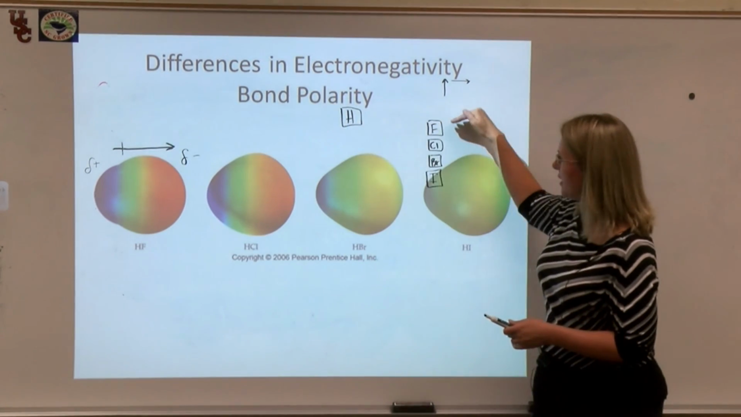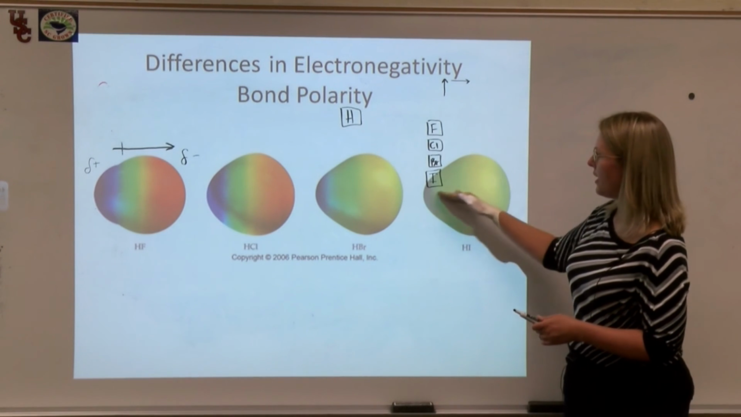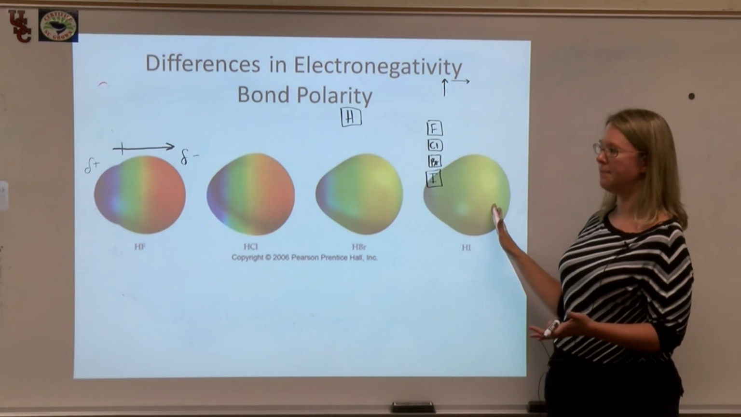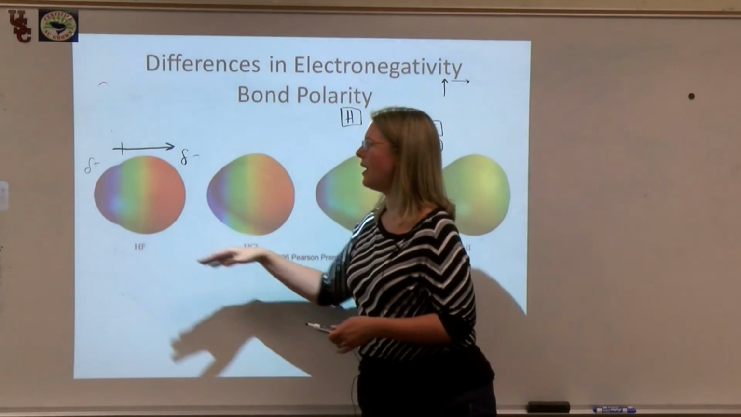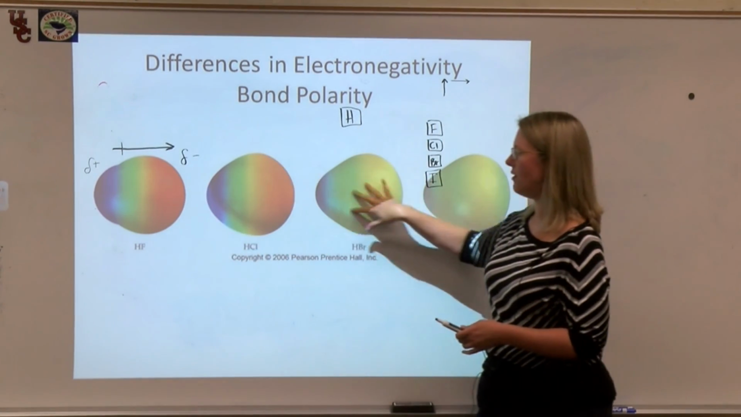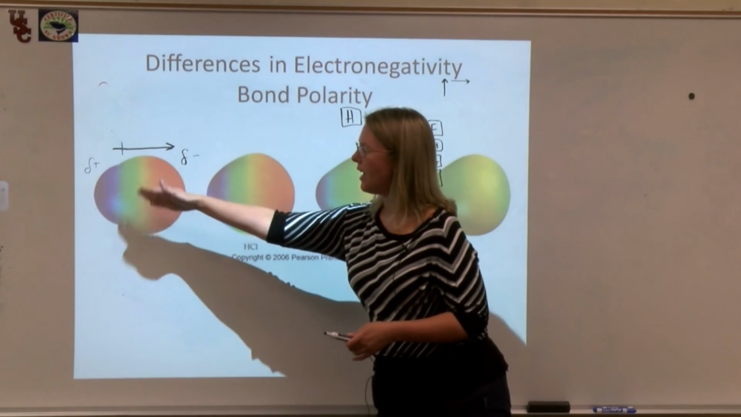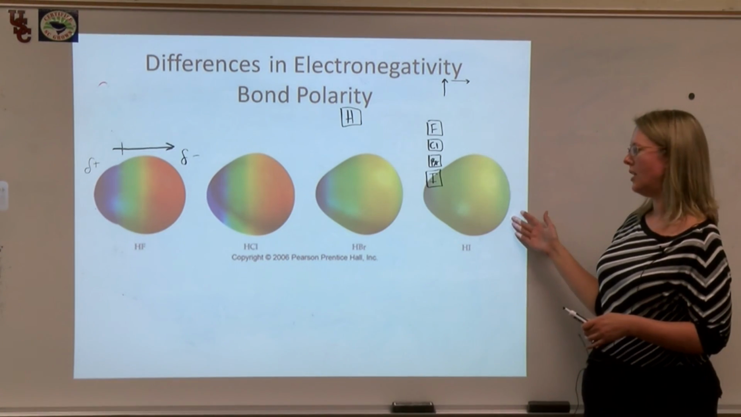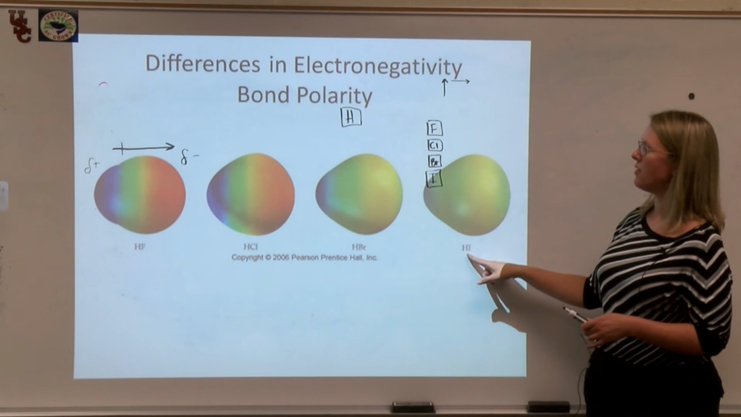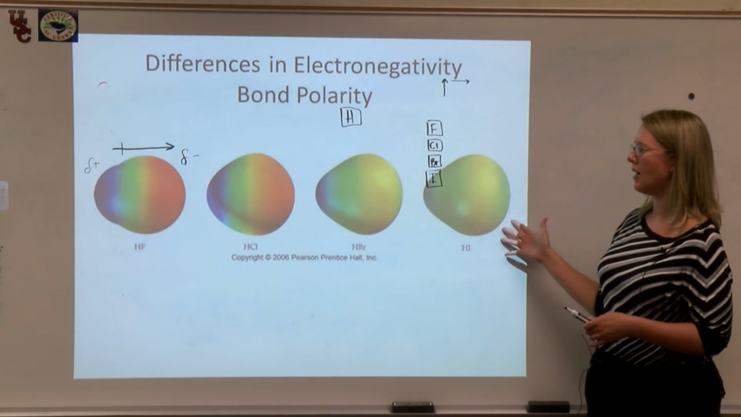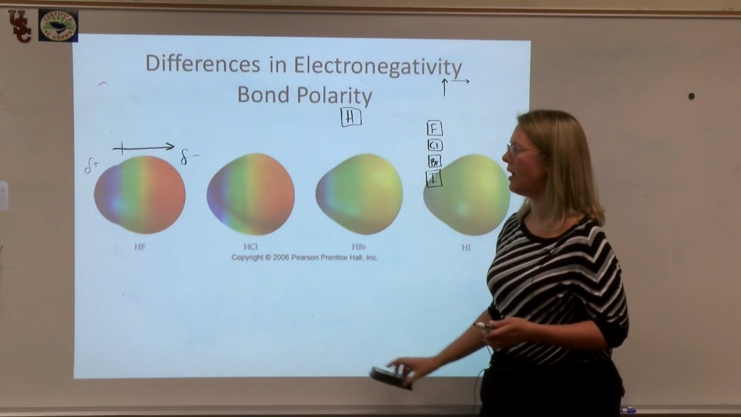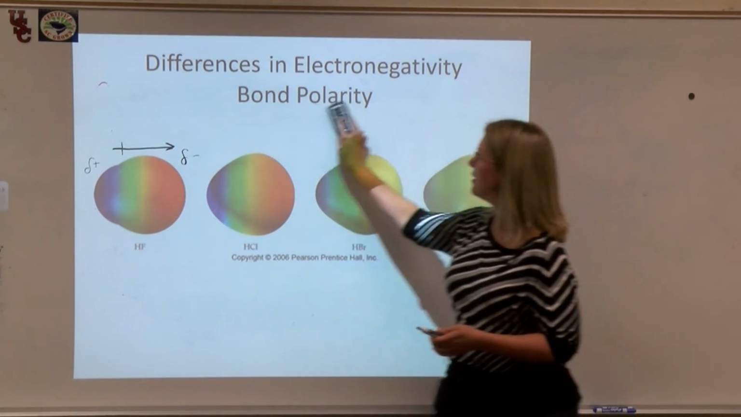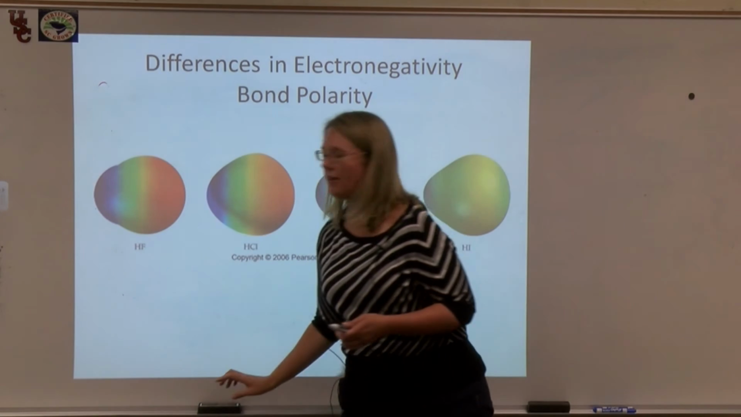As our electronegativity decreases, we get less and less of a difference, and so less and less of a polar bond. And this figure is trying to show you that based on your color differences. So here we can see a lot of different colors, here a little bit, and here not so much. And so the electronegativity difference is not great here, so this is not going to be as polar of a bond as this one, the HF. So that's why we need to know about polarity.